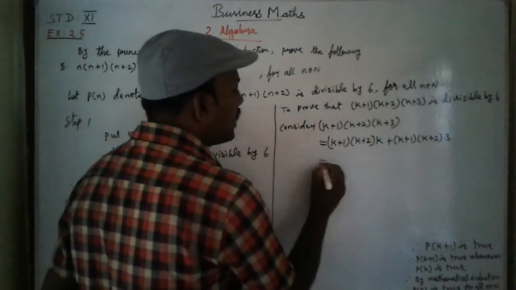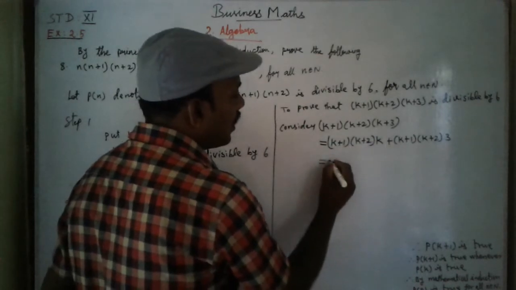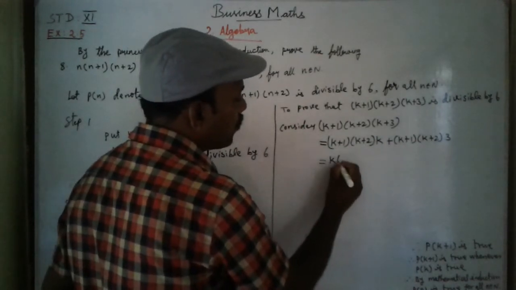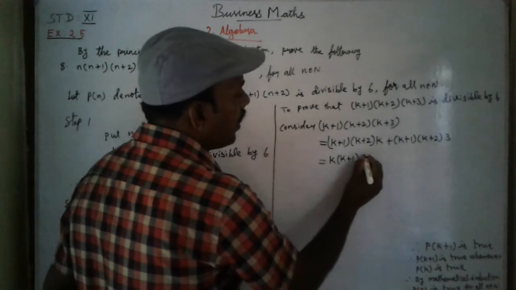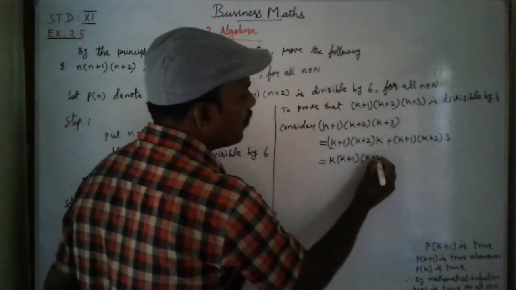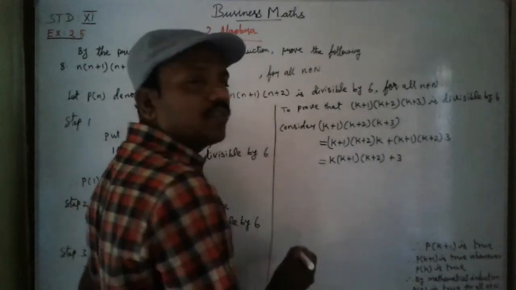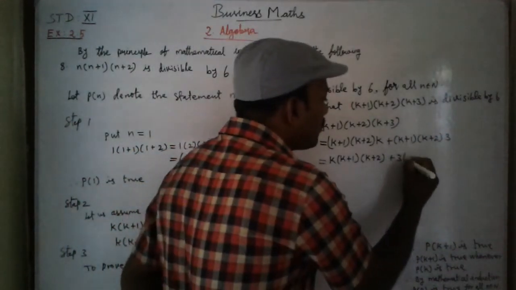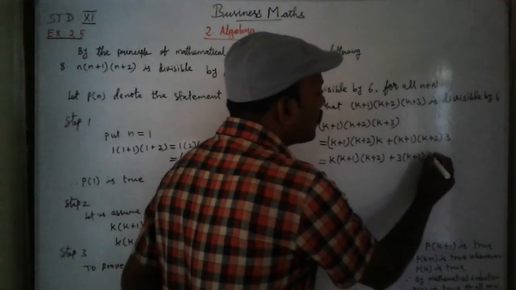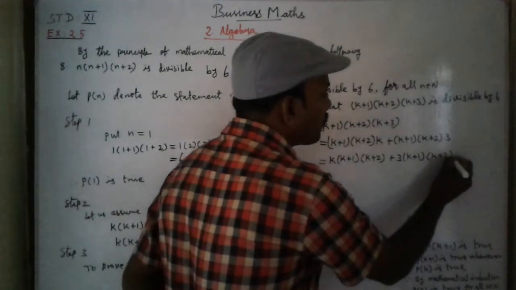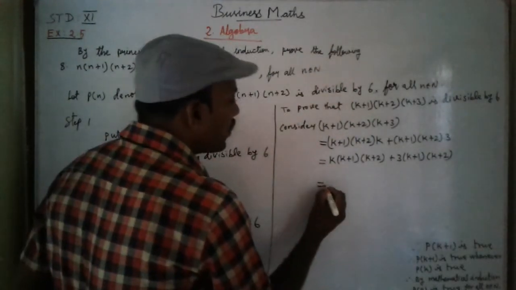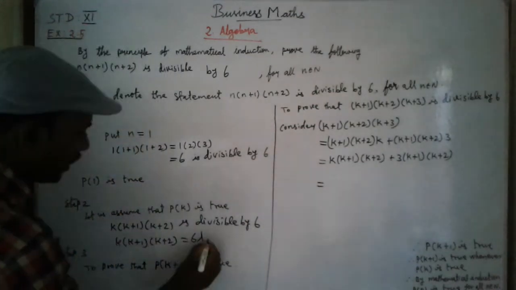So it is right in order, k into k plus 1 into k plus 2. This is also right in order, 3 into the constant, first we should write k plus 1 into k plus 2. That is equal to k into k plus 1 into k plus 2. This is equation number 1.